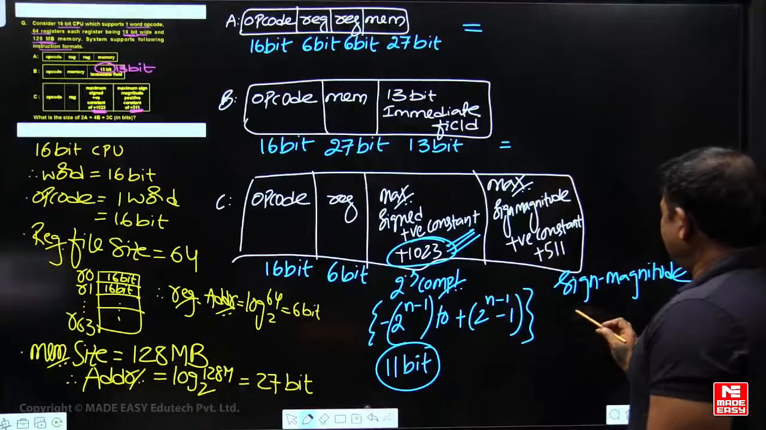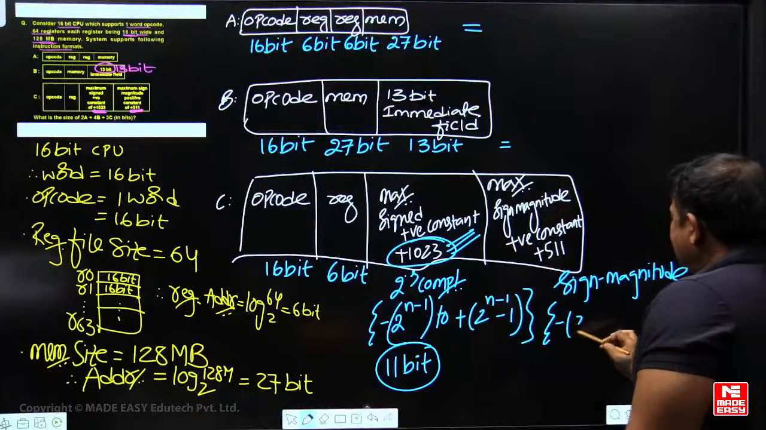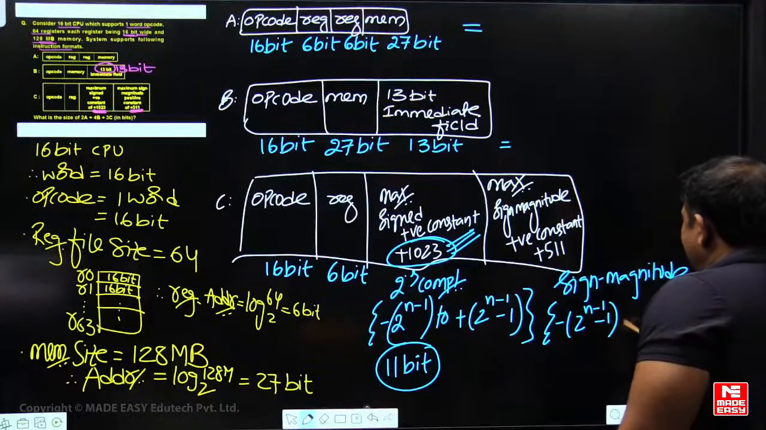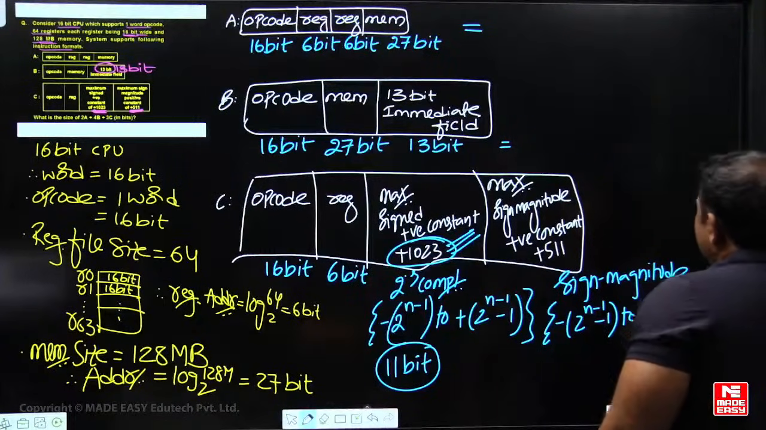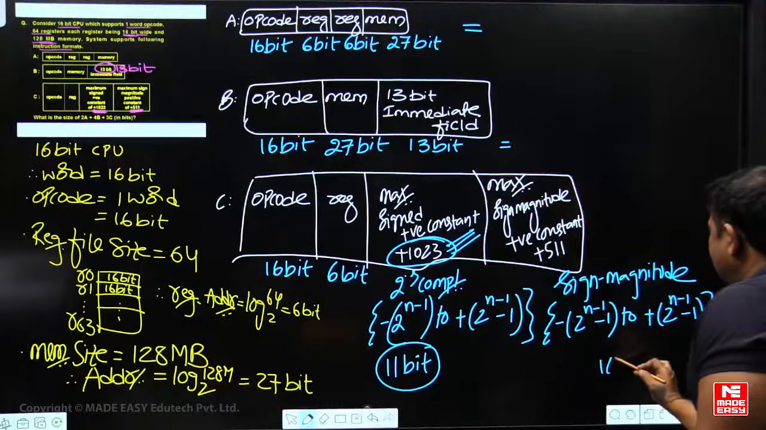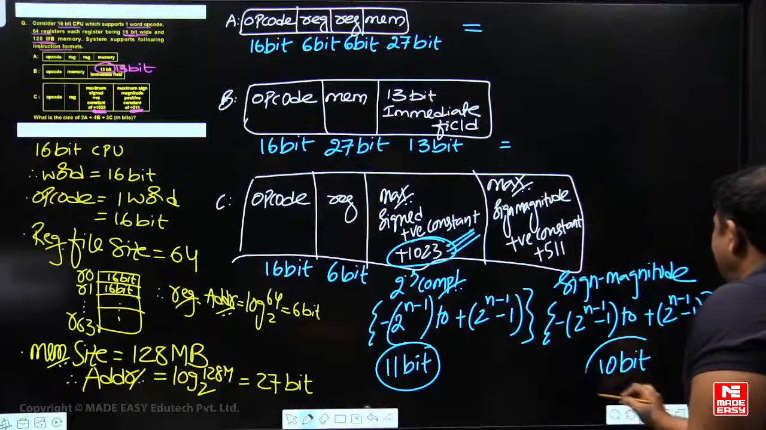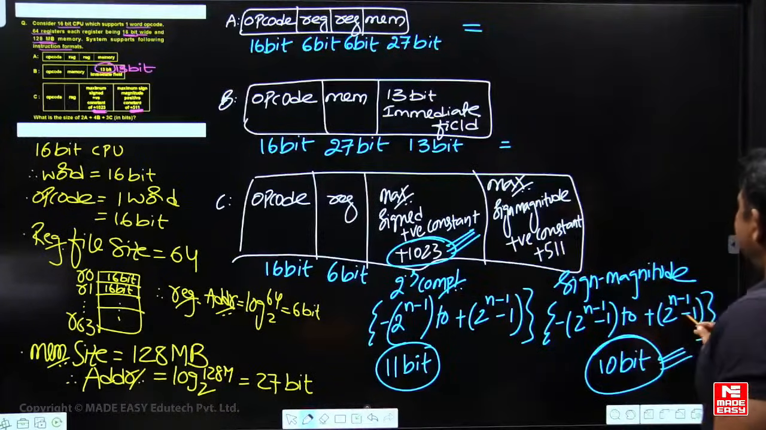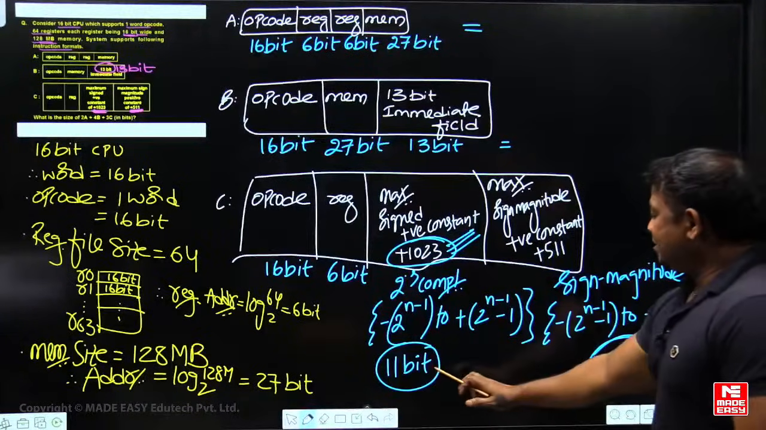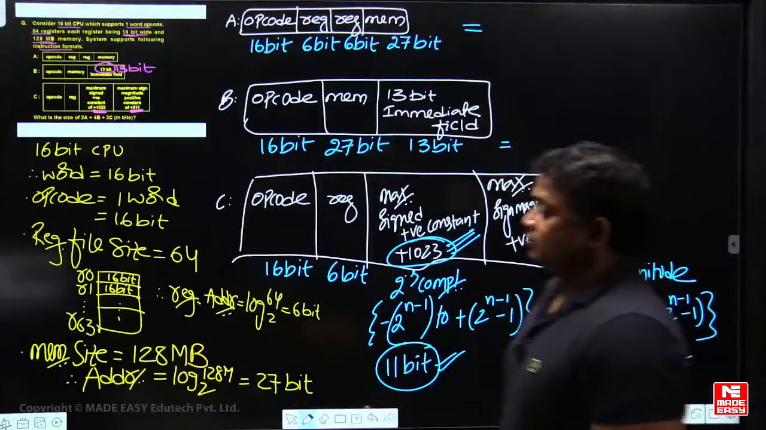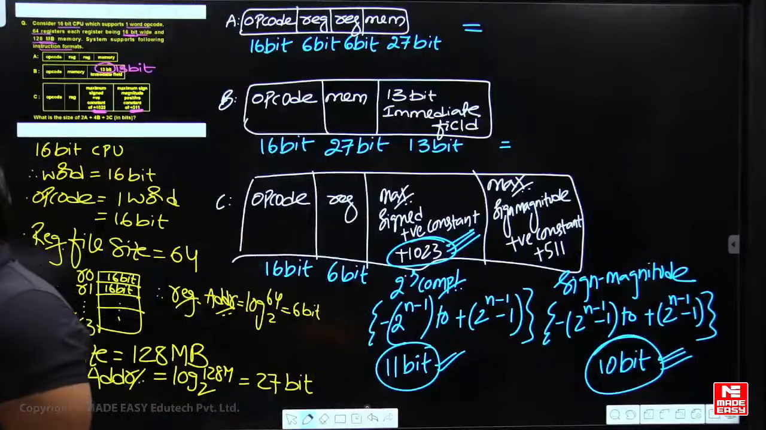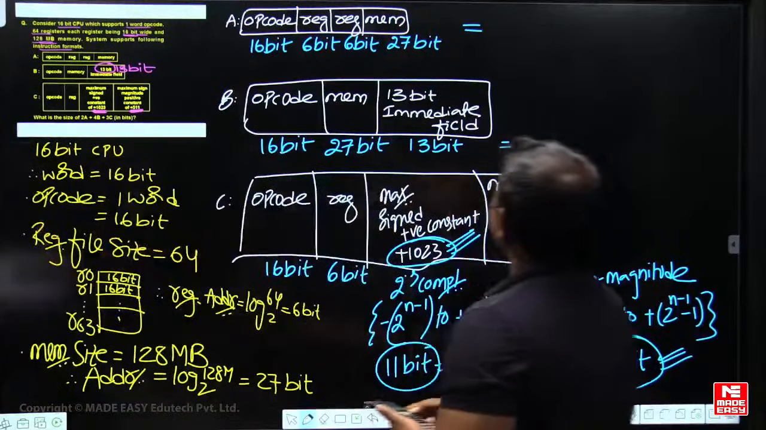Sign magnitude. What is the range? Minus (2 power n minus 1 minus 1) to plus (2 power n minus 1 minus 1). If you want plus 11, then check the 10 bit space. When it is a 10 bit space, then it becomes plus 511. When it is an 11 bit space, then it becomes plus 1023. Okay, if you know this logic, then you can answer.